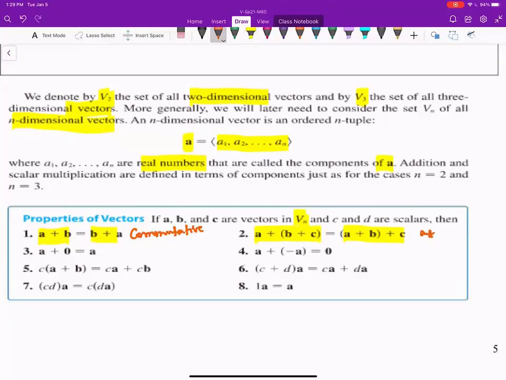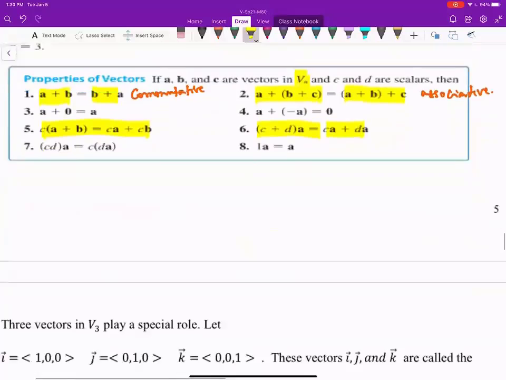This property is known as associative. Then A plus 0 equal to A, which is additive identity. Then A plus minus A equal to 0, and C times A plus B is CA plus CB. C plus D times A is CA plus DA, kind of distributive. Then CD times A is C times DA, and 1 times A equal to A. There are some vector properties.